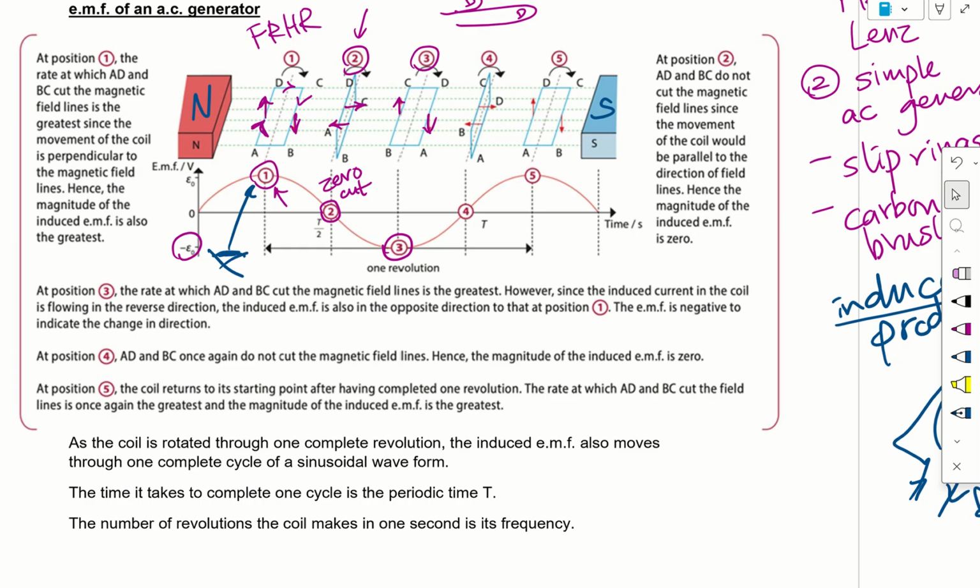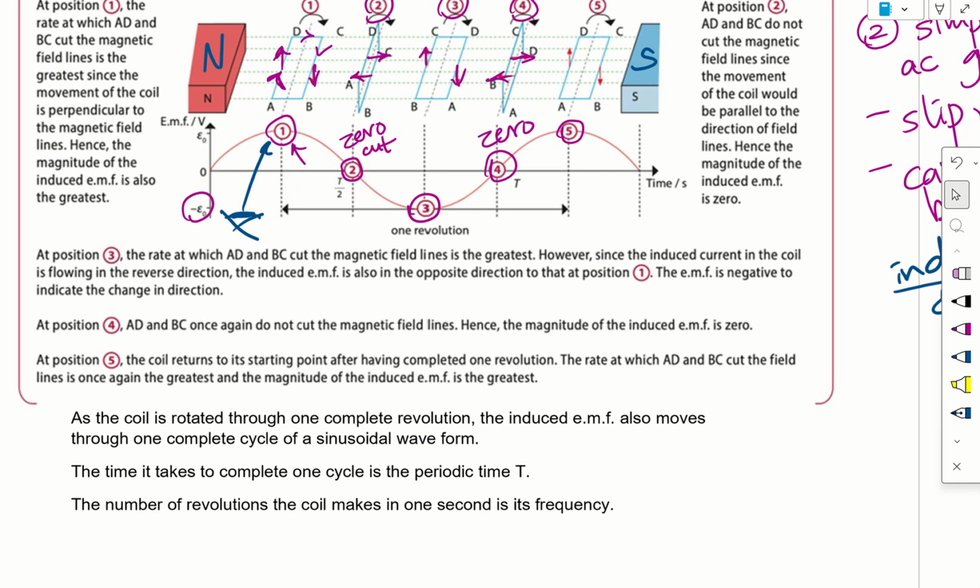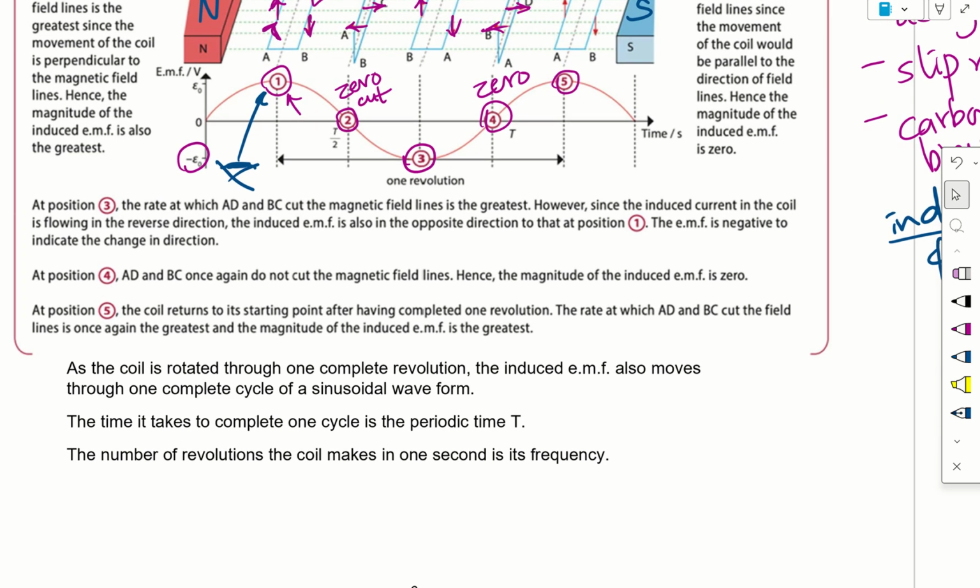Then if we go on to 4, if we continue this revolution, turning of the coil in the same direction, clockwise, there will again be a point whereby the force is parallel to the external magnetic field. So there's again zero cutting, so again zero EMF. Then at 5, it goes back to its original position 1. So again we have this maximum. So if we trace it out, it will be a sinusoidal curve. Okay, so let's read the notes.